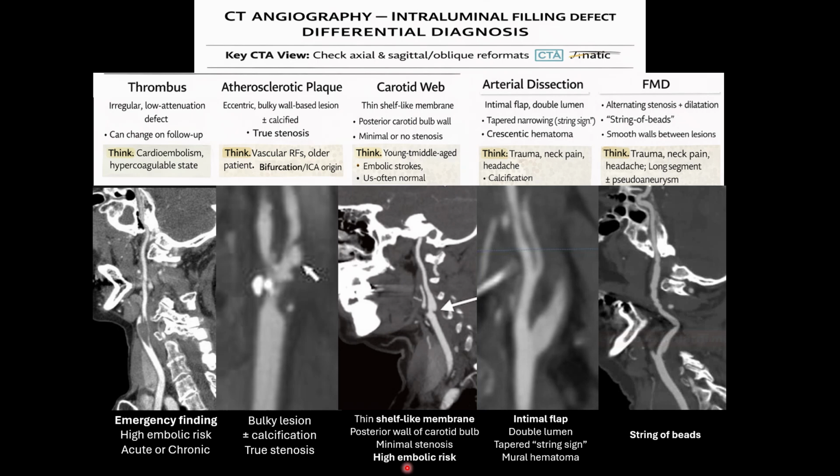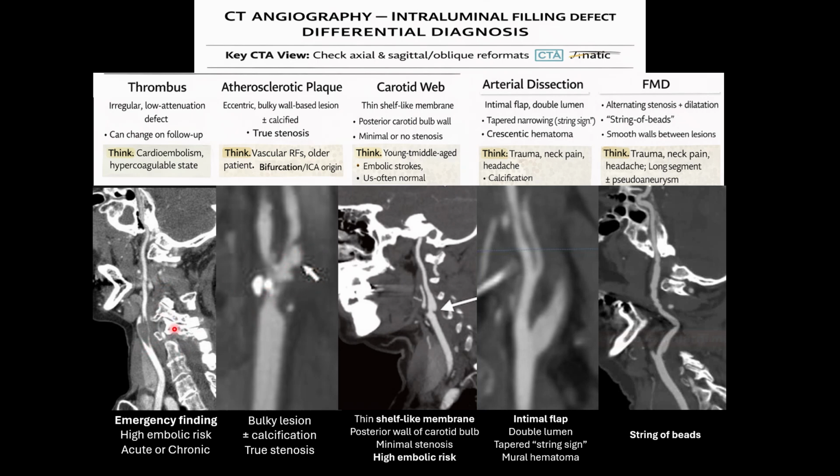Coming to the other differentials for an intraluminal filling defect, as radiology consultants and students, we need to know there are 5 important causes. The most important is atherosclerotic plaque, where we see bulky lesions, calcified, non-calcified, fibrous tissue, and lipid-laden plaques. This usually leads to tight stenosis, which causes thromboembolic phenomena as well as high-grade stenosis.